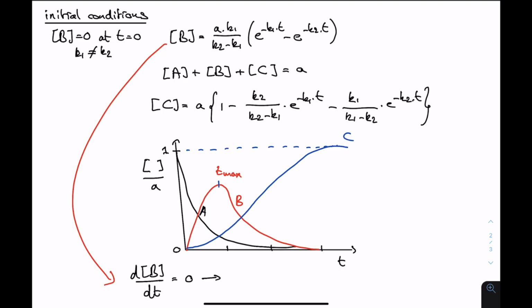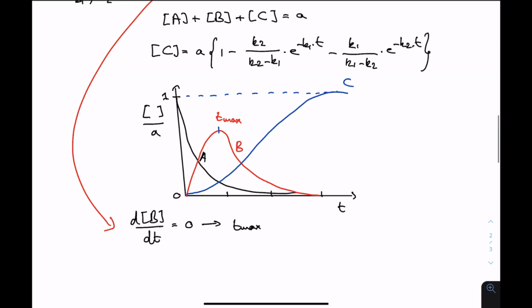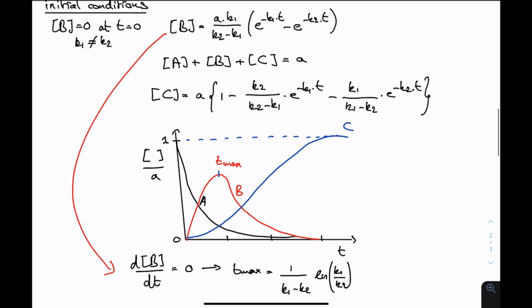And from that we can see that T max equals 1 over K1 minus K2 times the ln of K1 over K2. So this is an easy analytical equation to look at the maximum amount of B that is produced when you have a reaction in series.